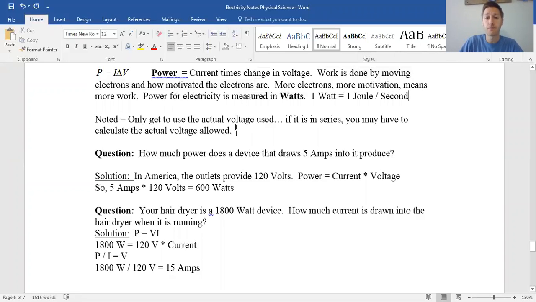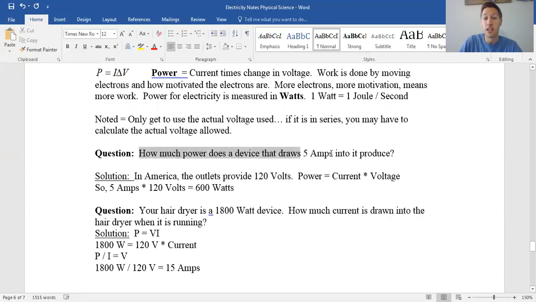All right, now for some of the, like maybe the A-level questions, you might need to actually keep an eye on the actual voltage being used, because if it's in series, you want to use the actual voltage allowed. But if I don't give anything else, you can just assume you get the full voltage. All right, so for example, in America, if I don't give you the voltage, you should assume we're hooked up to an American outlet at 120 volts.